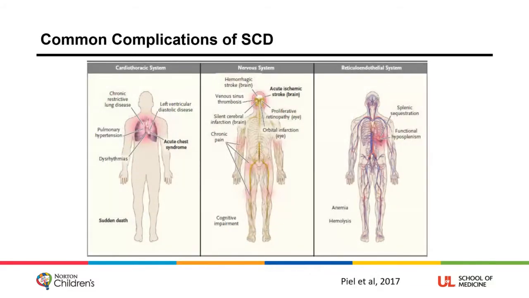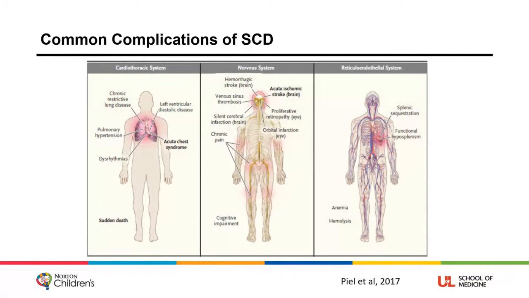On to some common complications of sickle cell disease. It is associated with a broad range of acute and chronic complications. And two patients with the same genotype may also present wildly different.